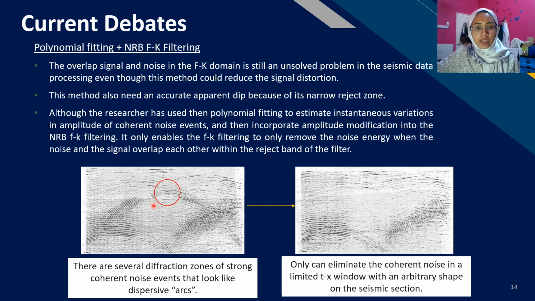This can be proved by looking at the first figure, where there are several diffraction zones of strong coherent noise events that look like dispersive arcs and may be caused by the variation from a passing heavy ship. This seismic data was processed using the conventional FK filtering. It can be seen that the result still has strong residual coherent noise due to overlap of the signal and noise. By applying the polynomial fitting plus NRBFK filtering, it can only eliminate the coherent noise in a limited TX window with an arbitrary shape of the seismic section.